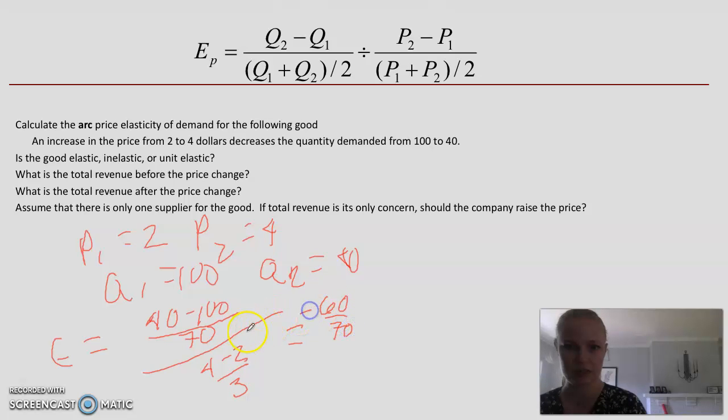Notice how I got sloppy with the negative sign? They're always negative, so sometimes we just forget about it. And then this again is 2/3. So let me use my calculator.